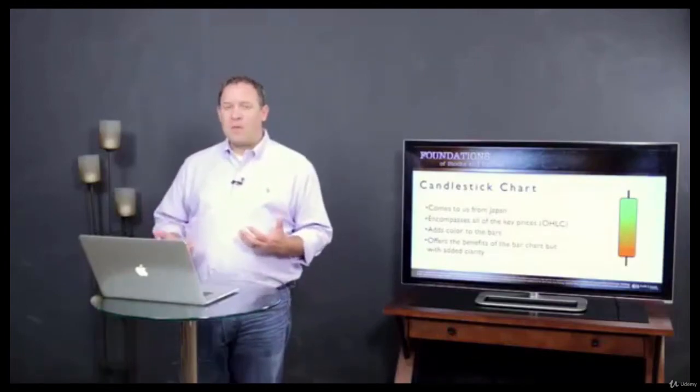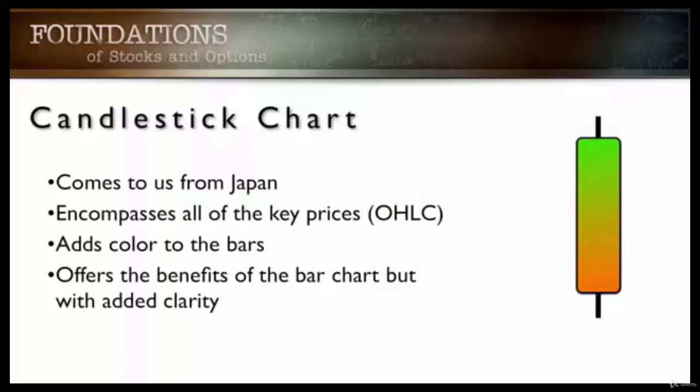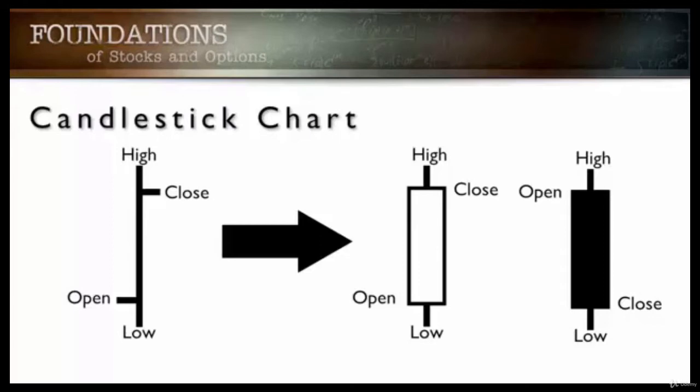low, and the close. The benefit the candlestick brings is the fact that it adds color to the bars. And that color is going to make it a little bit easier to disseminate whether it's an up candle or if it's a down day, whether it's a higher close or whether it's a lower close. And so you get the benefits of the bar chart, but you have that added clarity of color. Let me show you what it looks like.